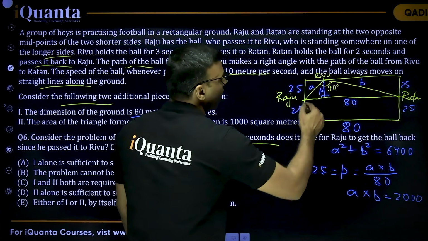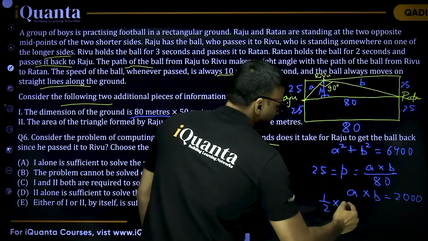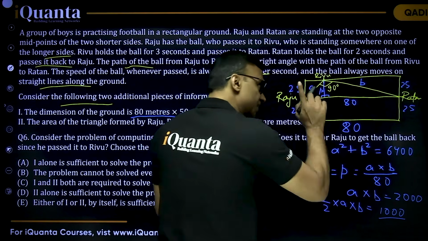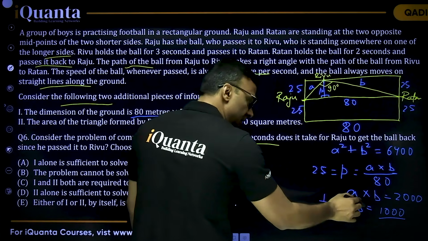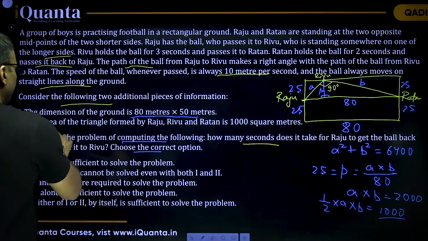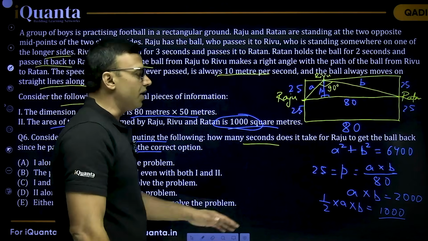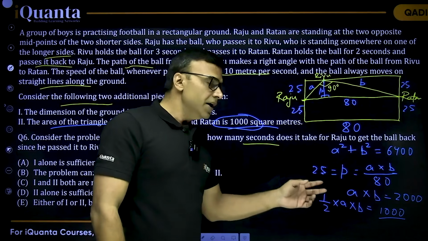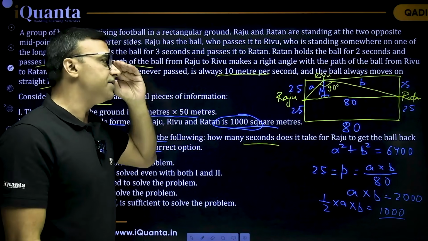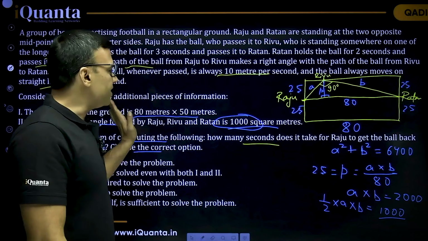So that means if I want to find the area of this triangle, half into the product of perpendicular sides, that should be equal to 1000. So from the first statement only, we have been able to calculate this. That means the second statement is of no use. The second statement is the area of the triangle formed by this is 1000. So anyway, the second statement is of no use because we already have it from the first statement. That also means the second statement alone would not help us to find the length and the breadth of the rectangular ground. So the second statement is completely of no use.